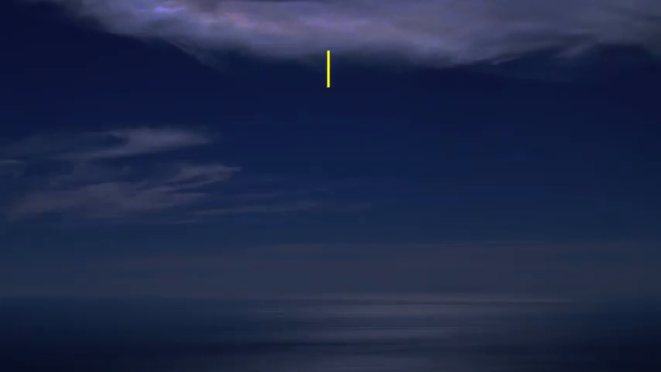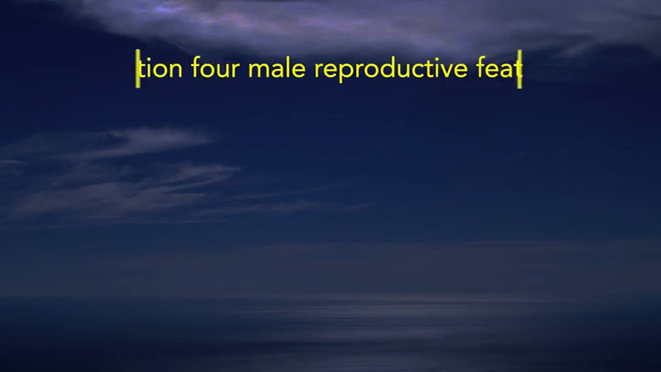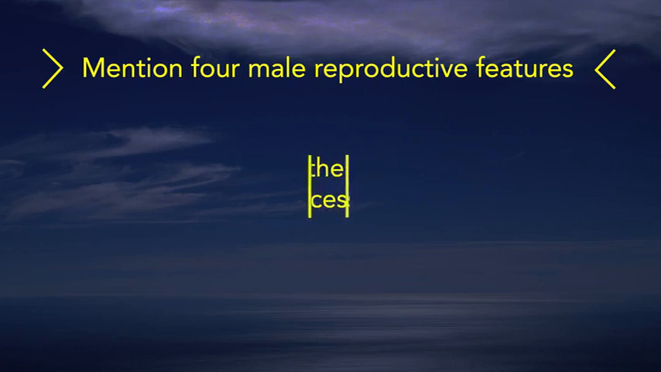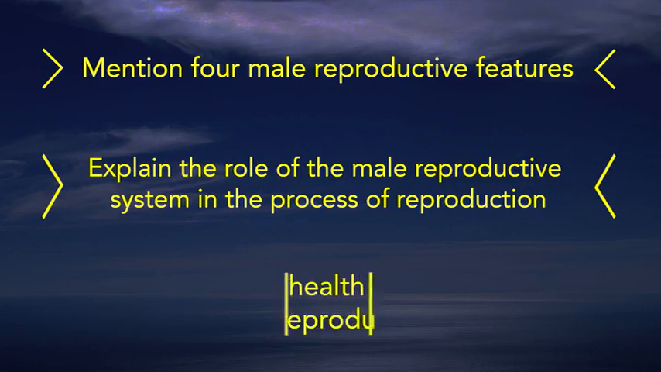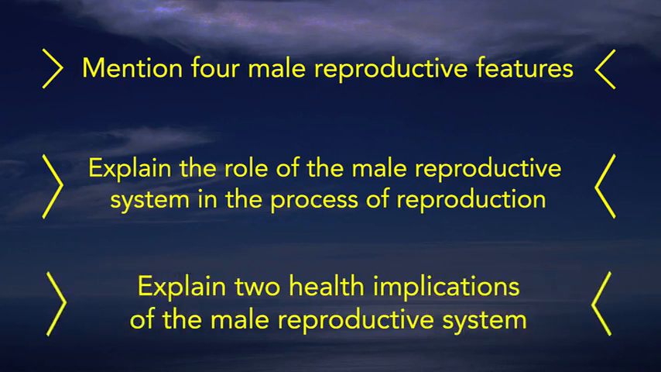By the end of this lesson, you will be able to mention 4 male reproductive features. Secondly, you would explain the role of the male reproductive system in the process of reproduction. Thirdly, we will explain 2 health implications of the male reproductive system. Good.